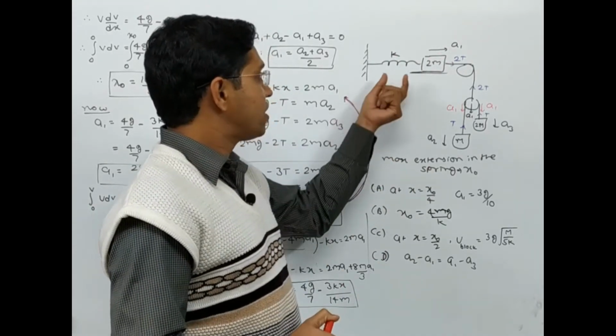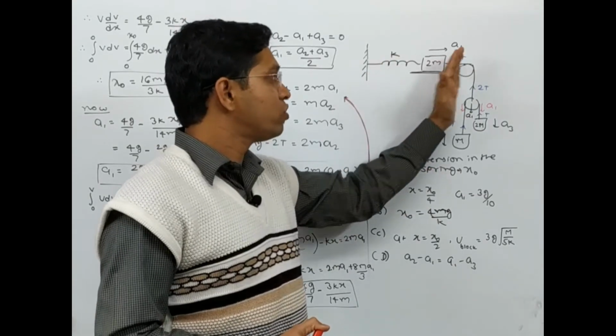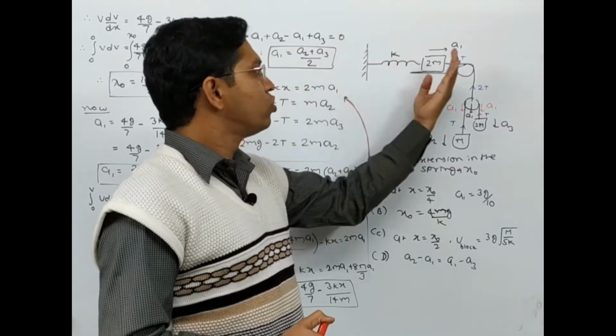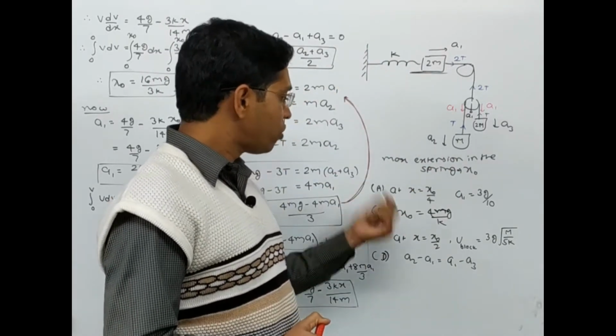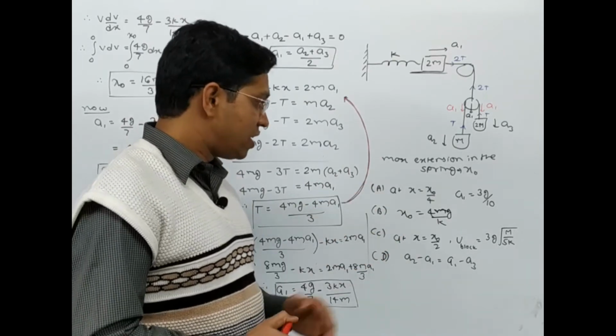And it is said that the maximum extension in the spring when this is going to move towards right is x0. So naturally it is going to move to and fro. Now what we have to find is the correct options from these given options.